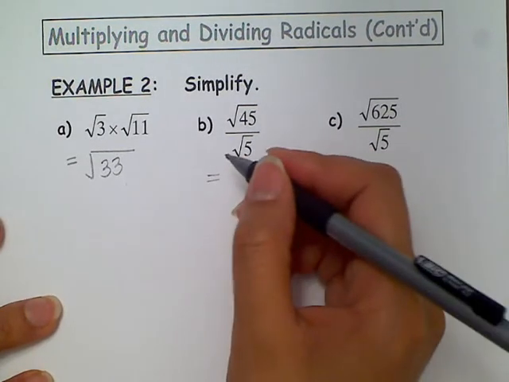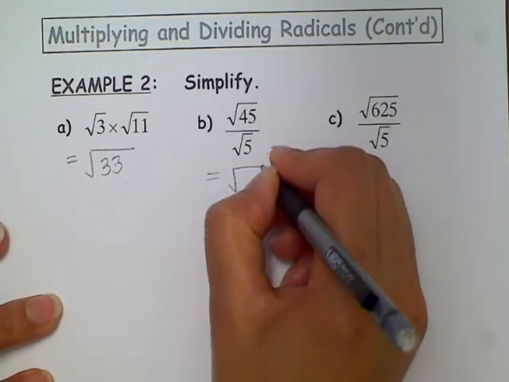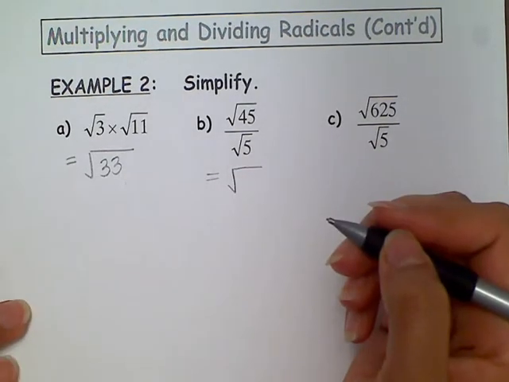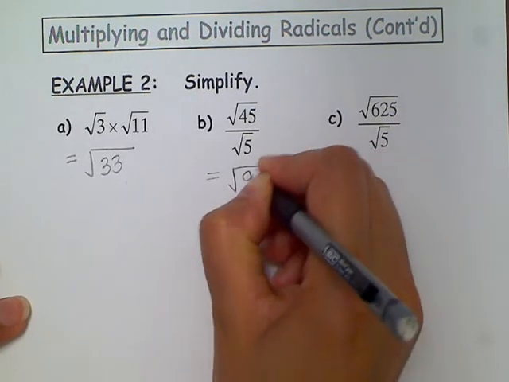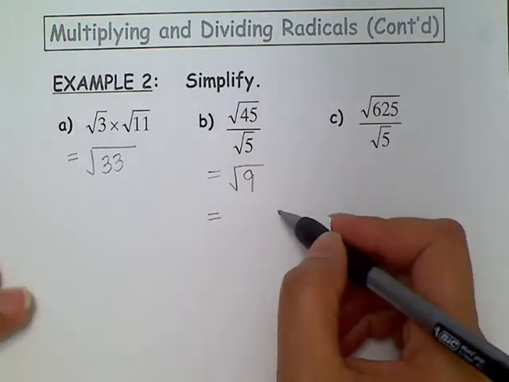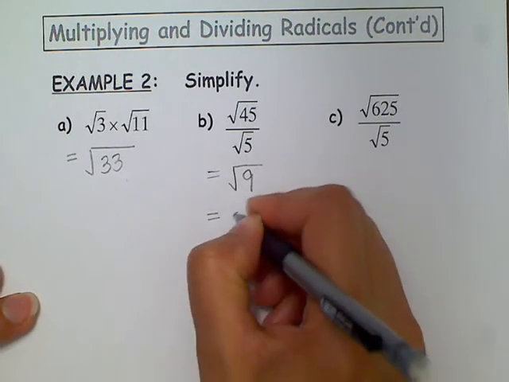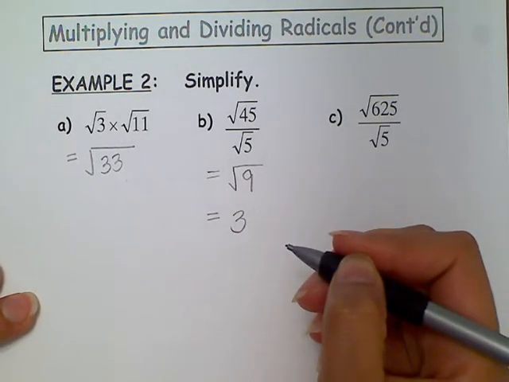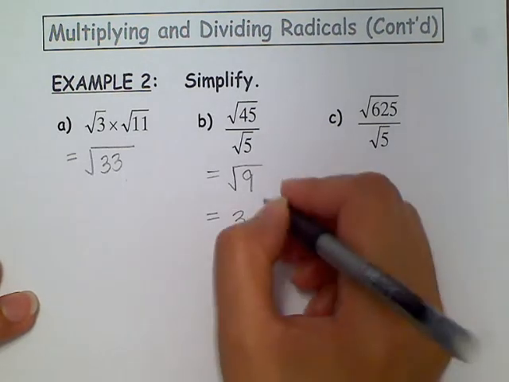For the second one, our operation is division. I have the square root of 45 divided by the square root of 5. So I'm going to write them both under one radical and divide them out since I can in this case. 45 divided by 5 is 9, so I get the square root of 9. A lot of times you forget that you can actually find the square root of 9, and the square root of 9 is just equal to 3. So there's the expression in simplified form.